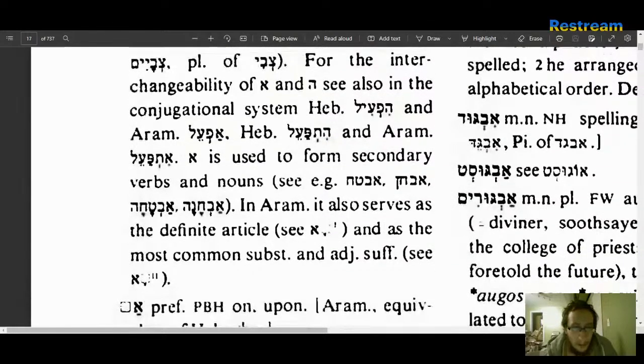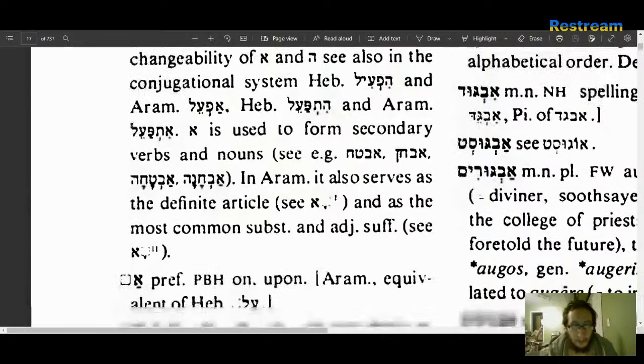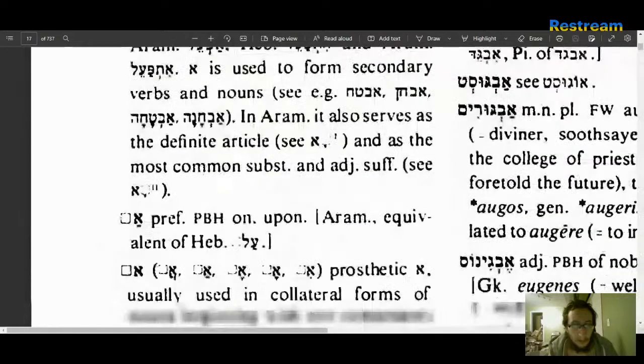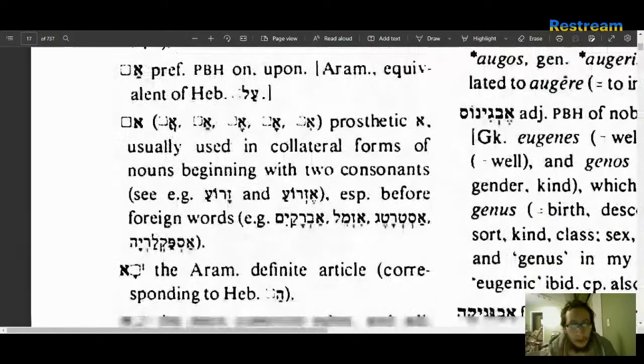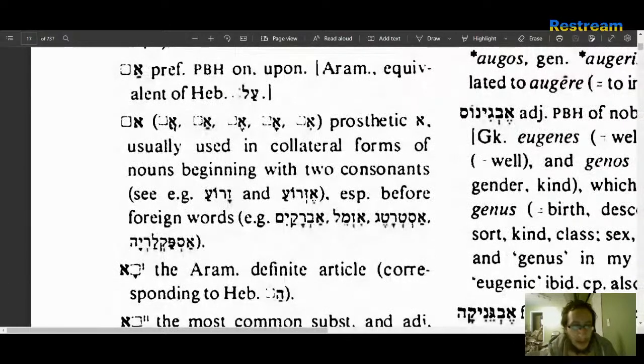Aleph is also used to form secondary verbs and nouns. In Aramaic, it also serves as a definite article added at the end of the word, basically meaning the. Okay. So sometimes it's added to the beginning of words. Aleph is added to the beginning of words. They call it prosthetic Aleph. So basically that just means it helps to pronounce the word easier. So they'll add it.